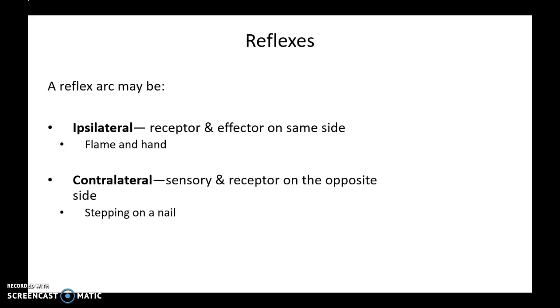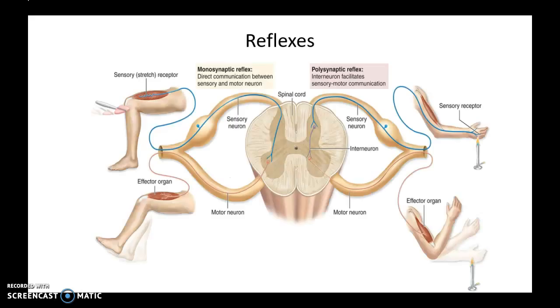So we have the receptors and the effectors on the opposite side of the body, and this is a classic example of contralateral reflex. Two other types of reflexes, monosynaptic and polysynaptic.